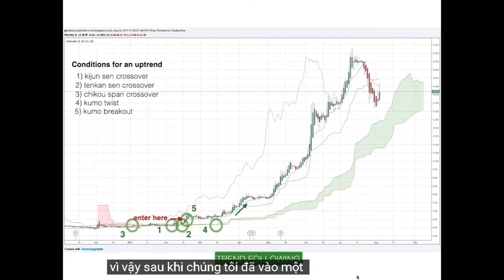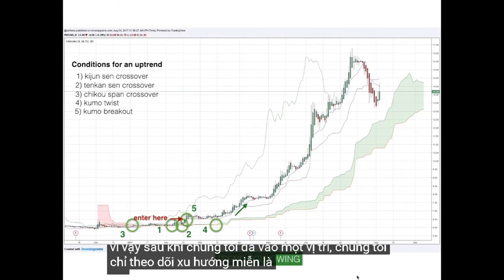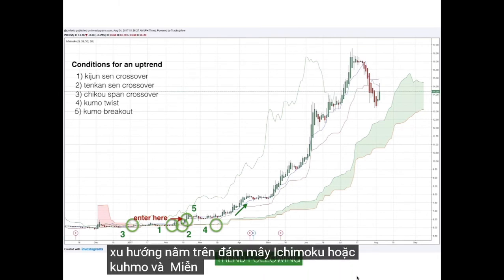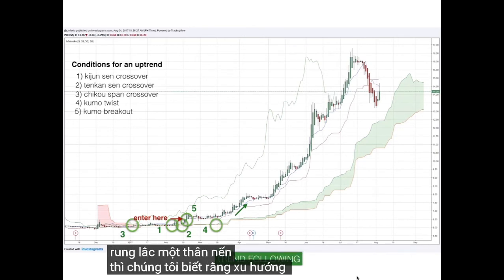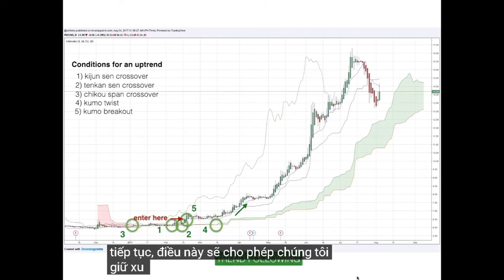So after we have entered the position, we just follow the trend as long as the trend is above the Ichimoku cloud or the Kumo, and as long as we find bullish Heikin Ashi candlesticks, then we know that the trend will continue. This will allow us to hold on to the trend much longer.